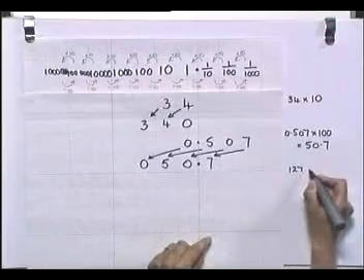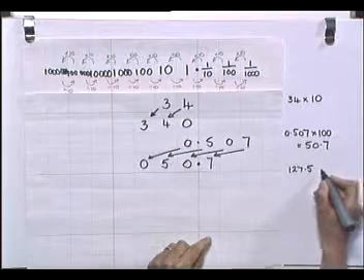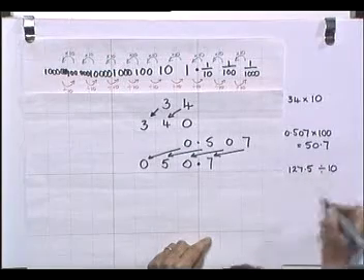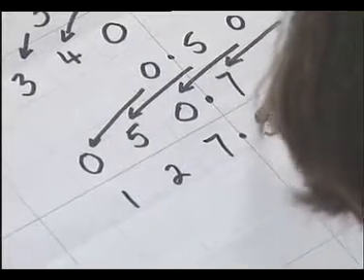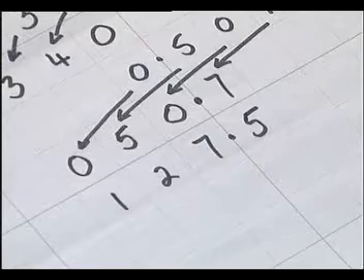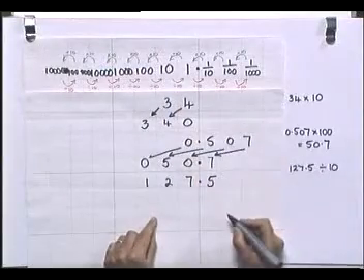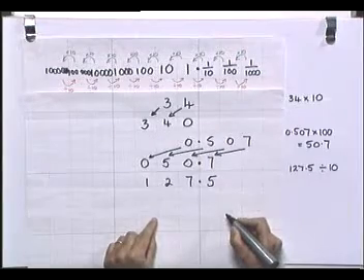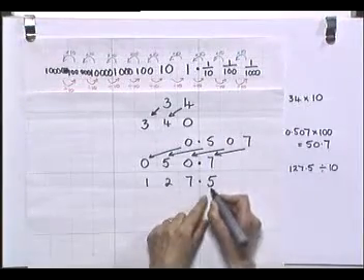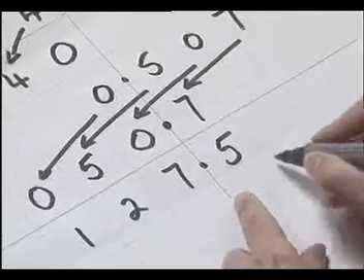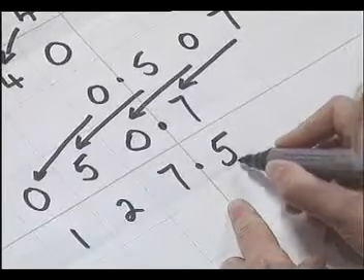Let's have a look at dividing now. Let's try 127.5 divided by 10. So let's put 127.5. Now we're going to divide by 10. So we're going to move the other way in our system. You can start from this end or this end, it doesn't matter. I think I'll start from this end.